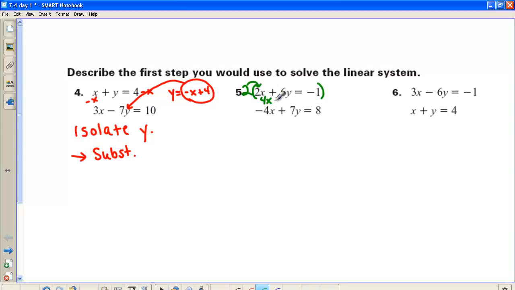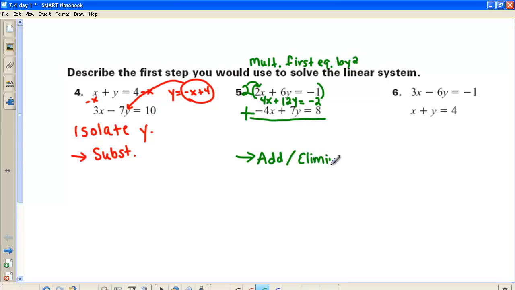So I'm going to multiply each term by 2 by distributing, and then I'm going to use the addition method. So you would say that your first step here would be to multiply the first equation by 2. And then your method would be that you were going to use addition or elimination, because you'll notice that by addition, you would eliminate the x terms.